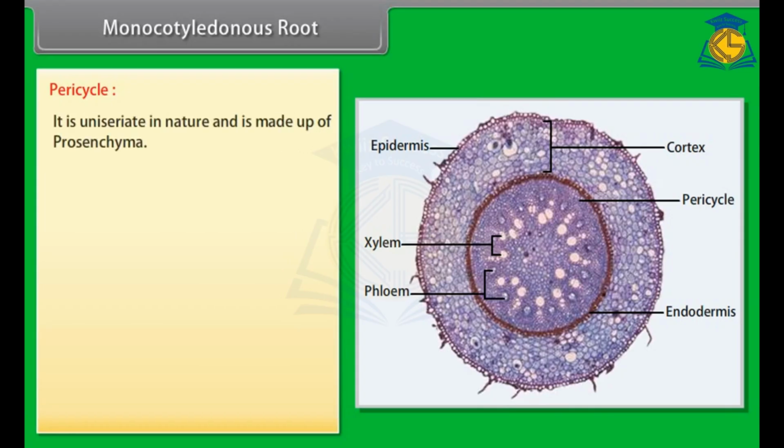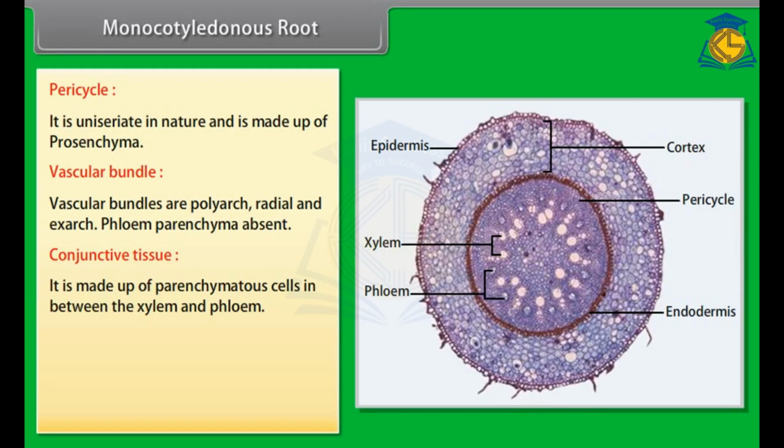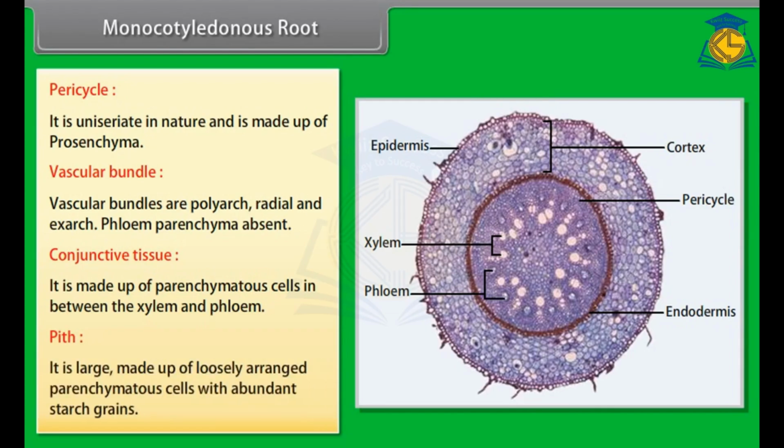Pericycle. It is uniseriate in nature and is made up of prosenchyma. Vascular bundle. Vascular bundles are polyarch, radial and exarch. Phloem parenchyma is absent. Conjunctive tissue. It is made up of parenchymatous cells in between the xylem and phloem. Pith. It is large, made up of loosely arranged parenchymatous cells with abundant starch grains.